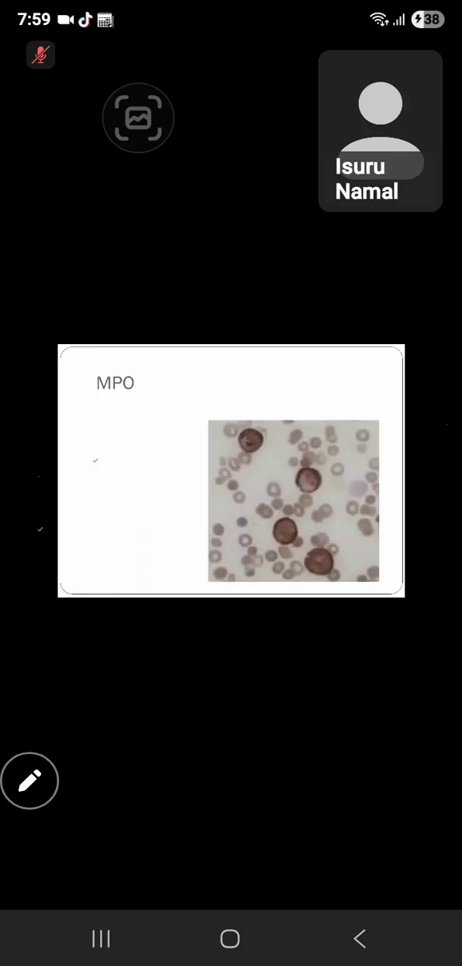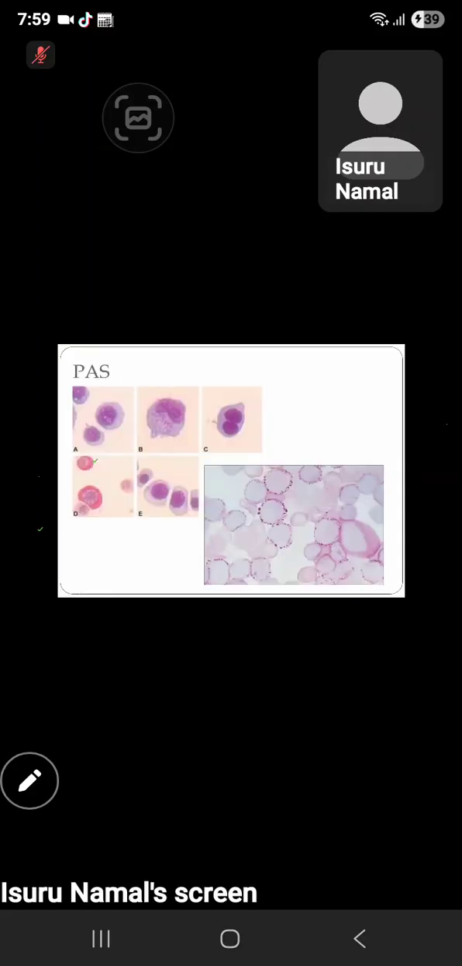Then, as I told previously, this is the MPO staining technique, or myeloperoxidase, and these are some MPO positive blasts, right? If your MPO staining gives this brown color cytoplasm, or black brown color cytoplasm, then we call it MPO positive, and your blast will be myeloblast, right? Then this is a stained smear.